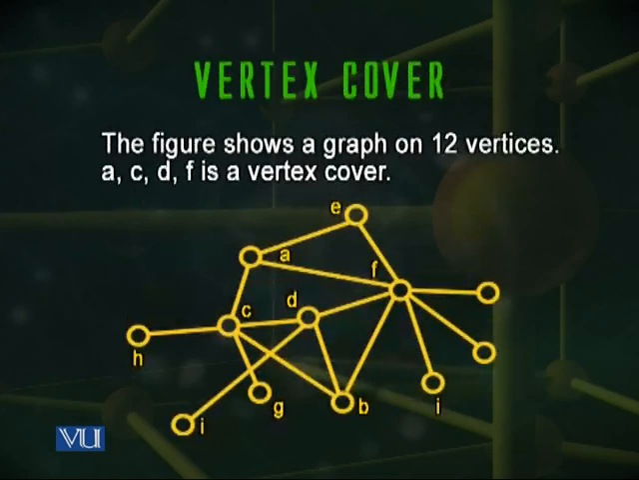Let's look at another figure that is shown to you on your screen. This graph has 12 vertices, and in this case now I have a set of size 4, A, C, D and F, which is a vertex cover. And in this case all the edges intersect this set, therefore this is a vertex cover in the graph. So vertex cover is a subset of vertices such that all the edges intersect that given set. That's what a vertex cover is.